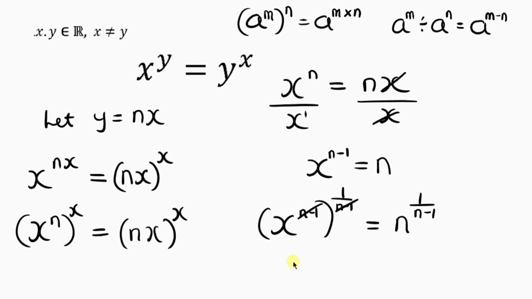So leaving behind x to be equal to n to the power of 1 all over n minus 1. So this is the value for x. Since I have the value for x, it is very easy for me to get the value for y. Remember what we said? We said let y be equal to nx. So all we are going to do is to substitute what we have here for x here so that we get a value for y. So let's do that.